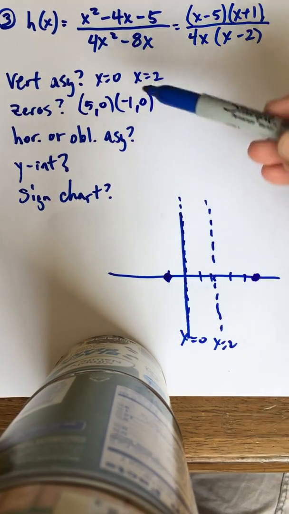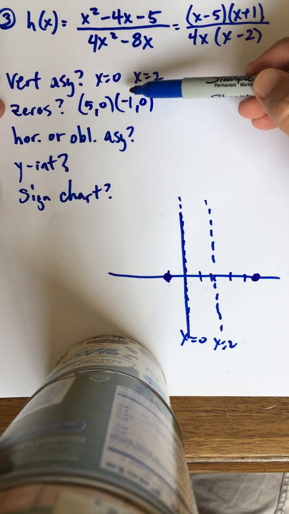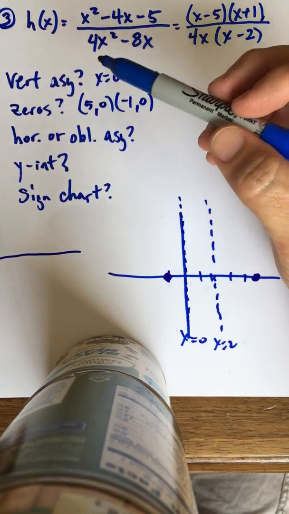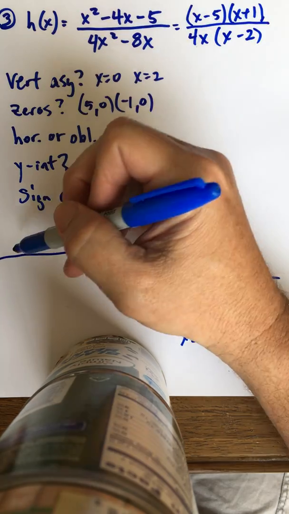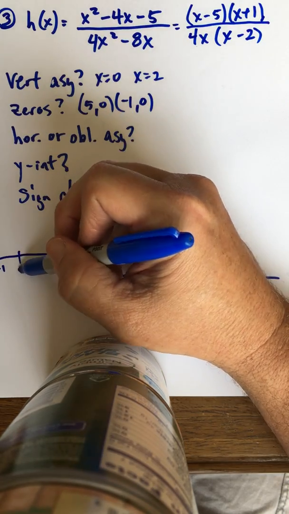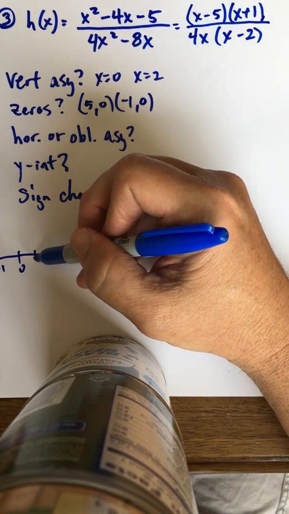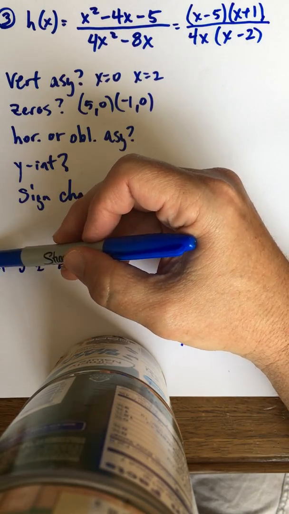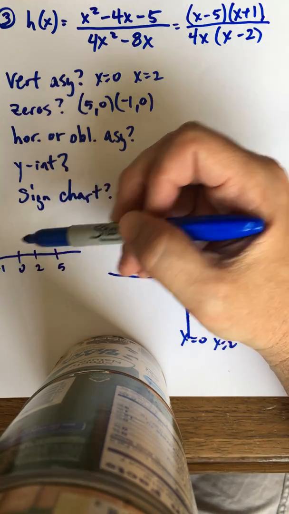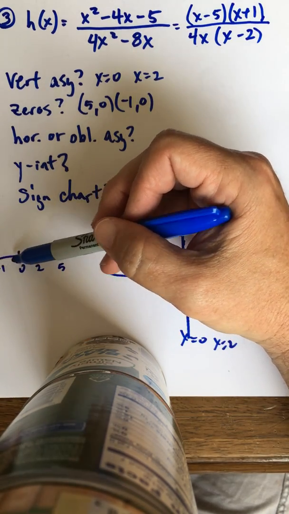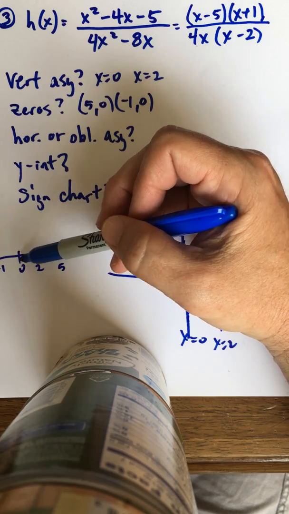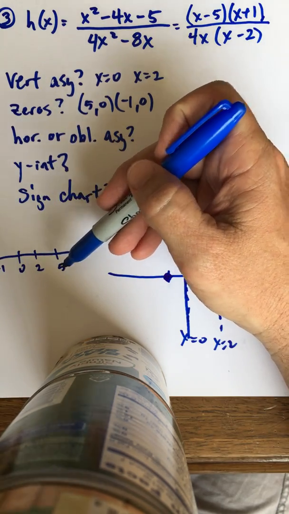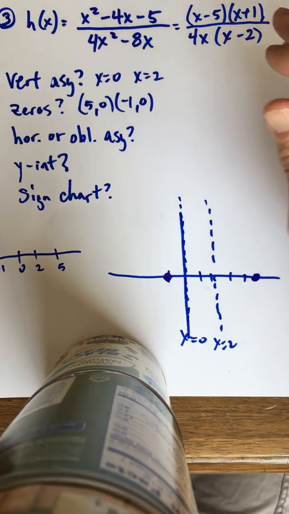All right? Remember, your vertical asymptotes and your zeros are also the numbers for your sign chart that divide this thing up into sections. In order on that number line, it's going to be negative 1, 0, 2, and 5. So I need to check the area on the left of negative 1. I need to check the numbers between negative 1 and 0. I need to check the numbers between 0 and 2. I need to check the numbers between 2 and 5. And then I need to check the numbers bigger than 5.